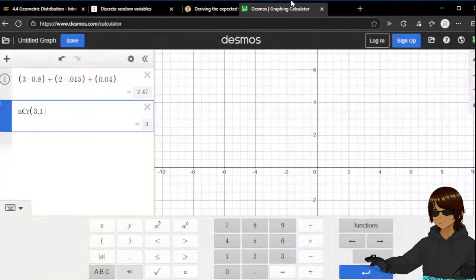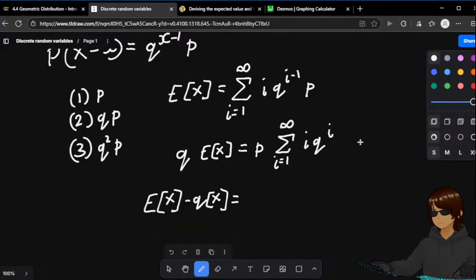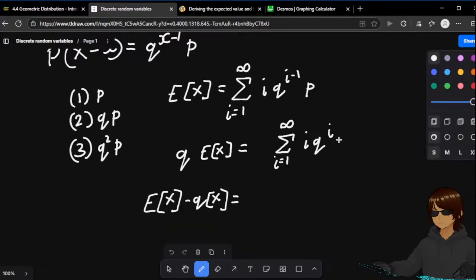Let's put this side. And then E. Would it be easier to put the p inside? Let's think about this.